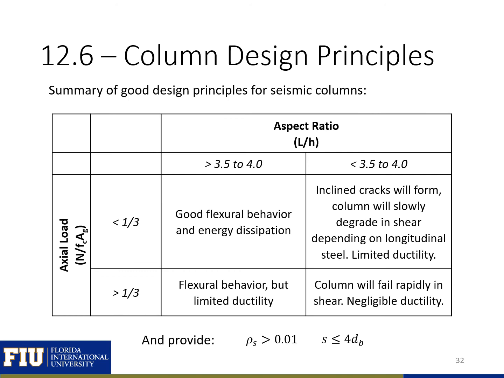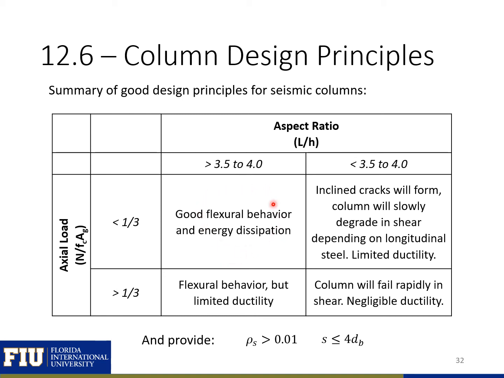So on this slide is a summary of our good design principles that we've been going through on the last couple slides. In this table, you can see the axial load over here on the left side and the aspect ratio on the top of the table. And you can see we're broken up into different cells based on what aspect ratio and what axial load we have. So if we have an axial load less than balance and we have an aspect ratio greater than 3.5 to 4, we will have good flexural behavior and good energy dissipation.